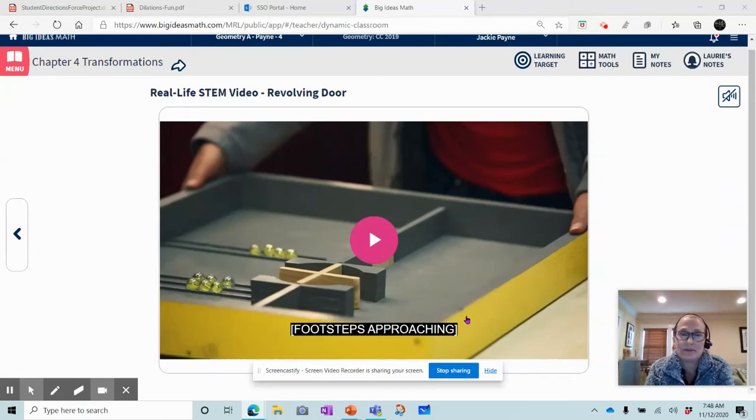Good morning, geometry scholars. We're going to be talking about our third type of rigid transformation today. And in order to do that, I thought we would start with a motivation of a real life STEM video. This is a revolving door.